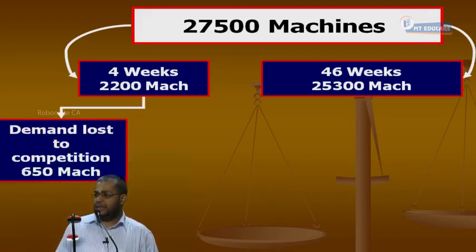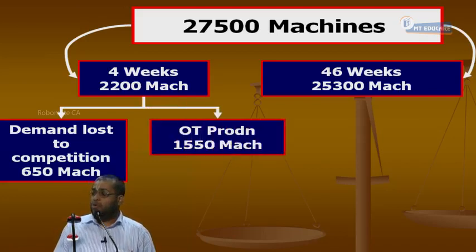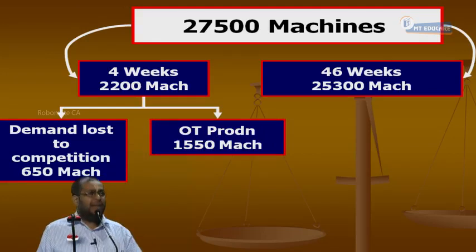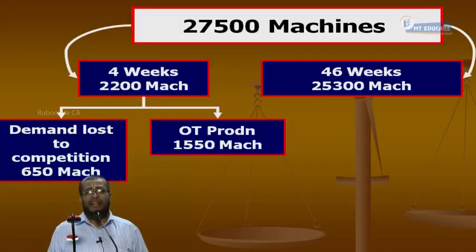Okay. Now, in that case, demand lost due to what? Competition. How many machines here? 650 machines. Okay. Is the balance machines lost due to strike or not? No. Because I am going to work overtime and then produce. After the strike is over, I'll work overtime and produce. How many such machines? 1,550 machines. Up to this, are you analyzing the demand or not?